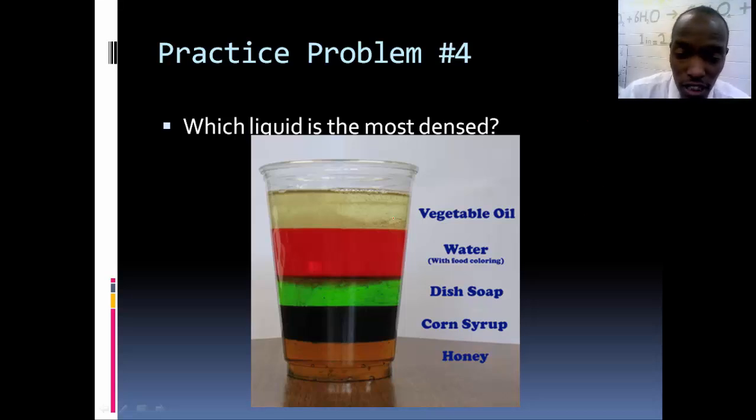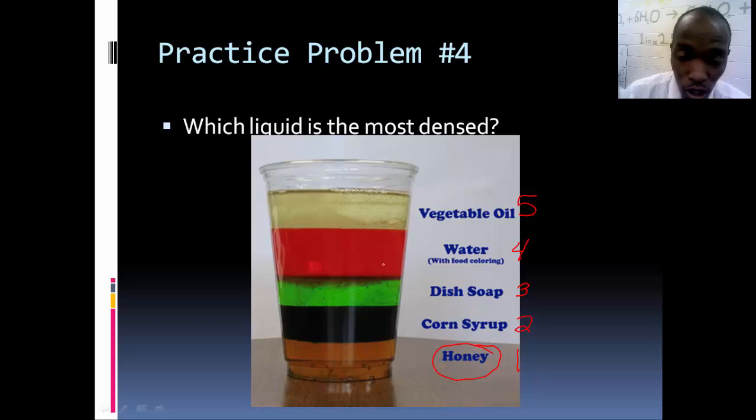Alright, so vegetable oil, of our 5 liquids, vegetable oil will rank number 5 because it's all the way at the top. Number 4 would be water. Number 3 would be dish soap. 2, corn syrup. And 1 would be honey. So honey is the most dense because it's the one at the bottom. When something is denser than another object, it will sink under it.